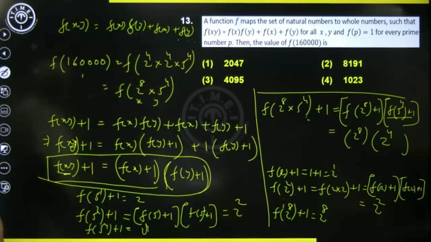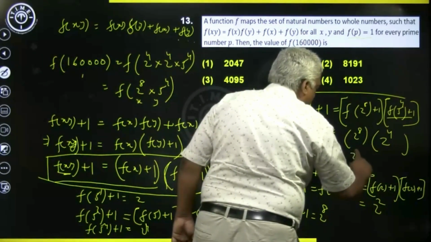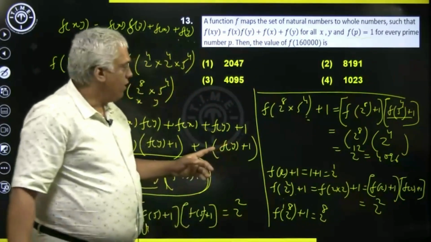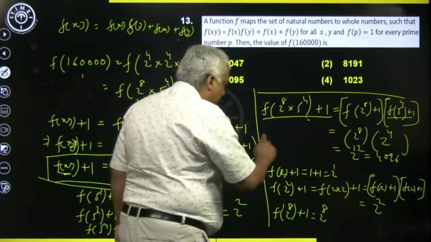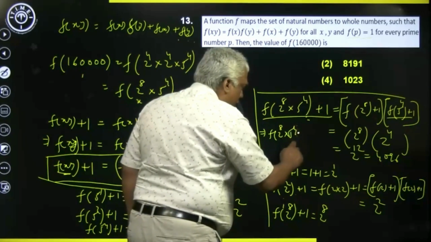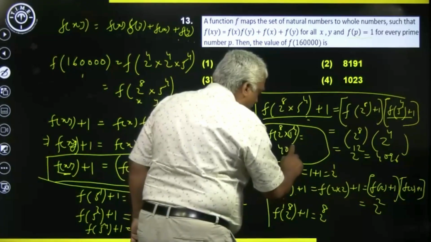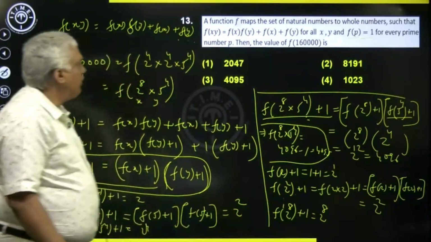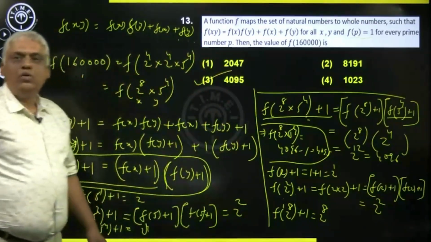So, from here, this is 2 to the power 8 and 2 to the power 4, so 2 to the power 12, which is 4096. That is f of this plus 1. Therefore, f of 2 to the power 8 into 5 to the power 4 will be 4096 minus 1, which is 4095. So, the answer will be 4095, which is option 3. I hope this is clear.